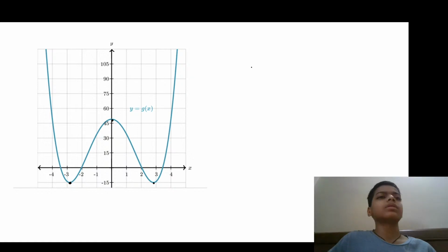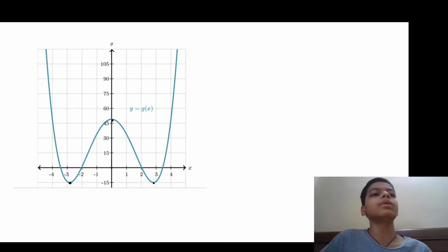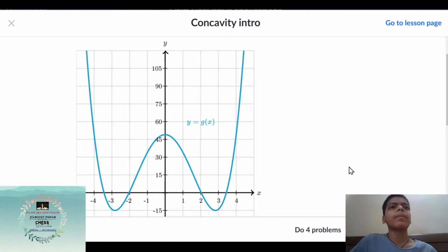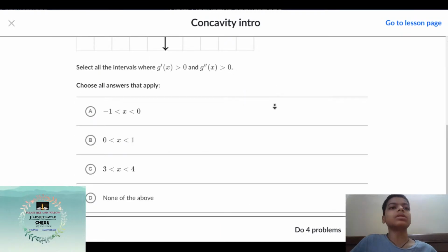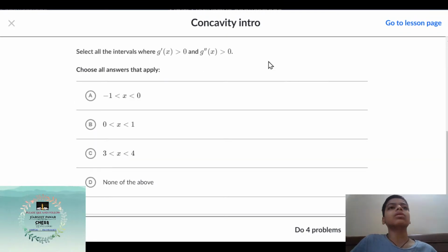Okay, so we want to find when both g prime of x and g prime prime of x are positive, so we have to find a region where we are in the positive y axis and we are also increasing over that interval. Till here we are increasing, and from here to here we are also increasing. Okay, so let's see our Khan Academy again. Let's see the options that we have. Select all the intervals between these.